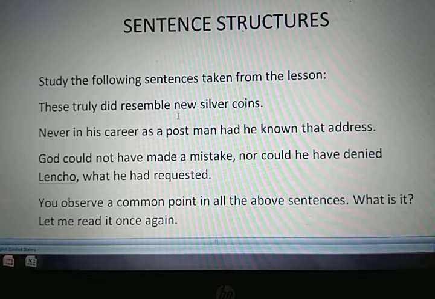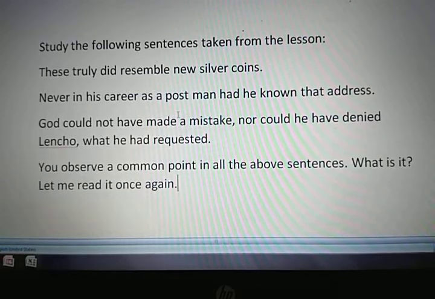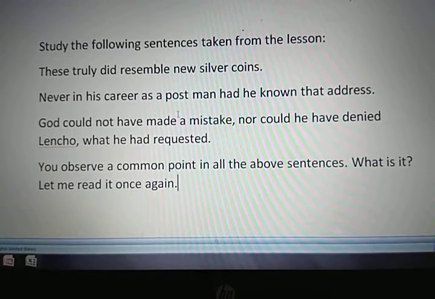You observe a common point in all the above sentences. What is it? Let us read the sentences again.